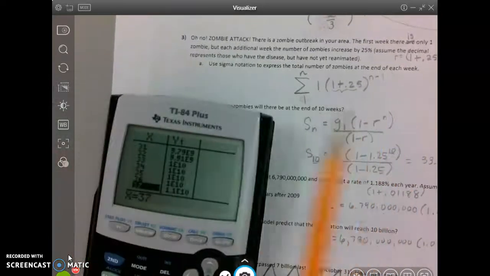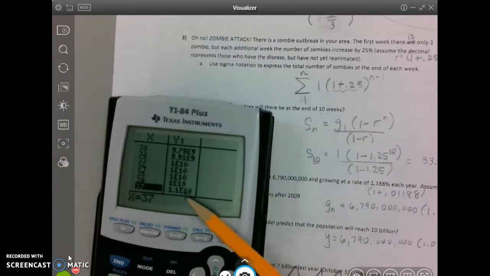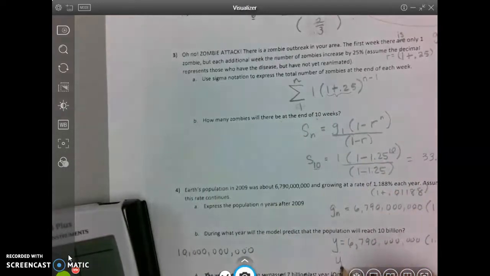Sorry, you can't see the table. I apologize. It reaches 10 billion right here, and then it doesn't get to 10 or 11 billion until right here. So in year 33, it reaches 10 billion. Year 33.